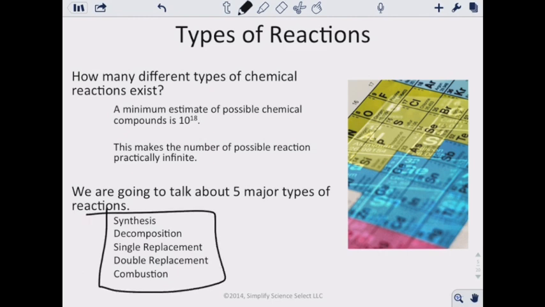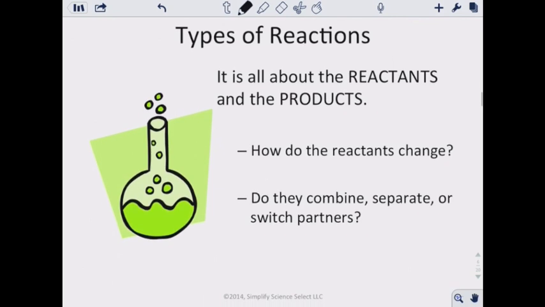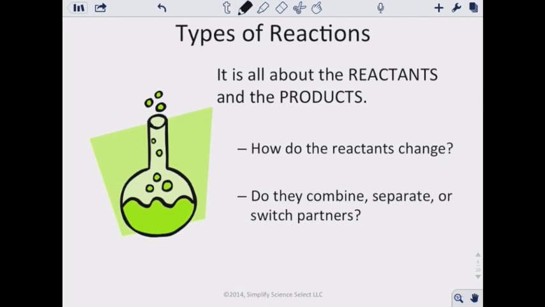These are in general the 5 major types of chemical reactions that we can classify everything as. When we're looking at the types of reactions, it's all about the reactants and the products. We look at the reactants, we look at the products. How do the reactants change? Do they combine, separate, or switch partners? How do they react with one another? And how do the reactants compare to the products?